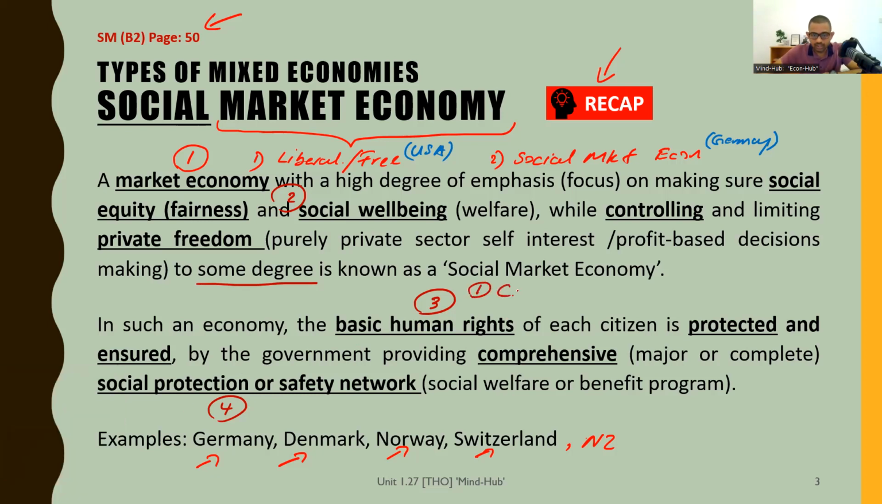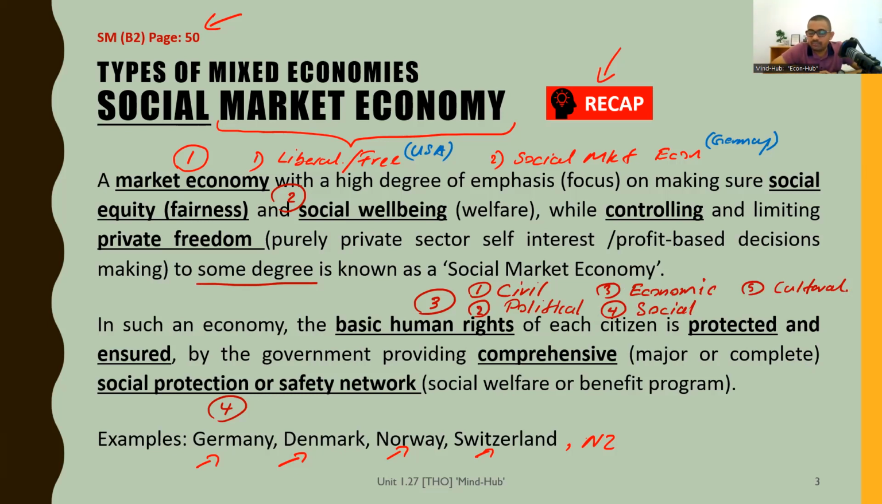Number one, we have civil rights. Number two, political rights. Political basic human rights, right? One, civil. Two, political. Three, we have economic, which is also a human right. Number four, we have social. And number five, we talk about cultural. So civil, political, economic, social, cultural. These are the five basic human rights.